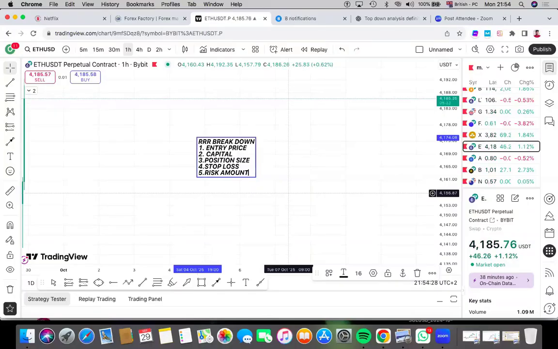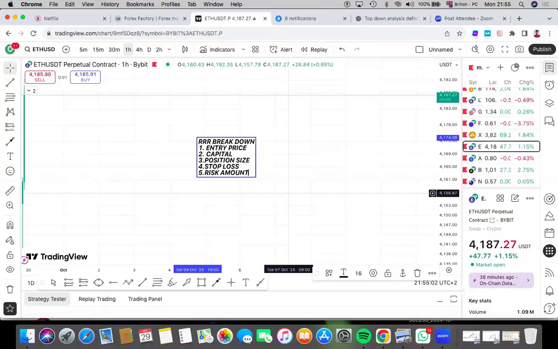So risk amount is the money from your capital that you are willing to risk on a trade. So now you know that, okay, I have my capital, but per trade, this is the amount I'm willing to lose, that I'm willing to risk to make a certain amount. You've done your analysis, but how much are you putting on that trade that you are willing to lose to make a certain amount?